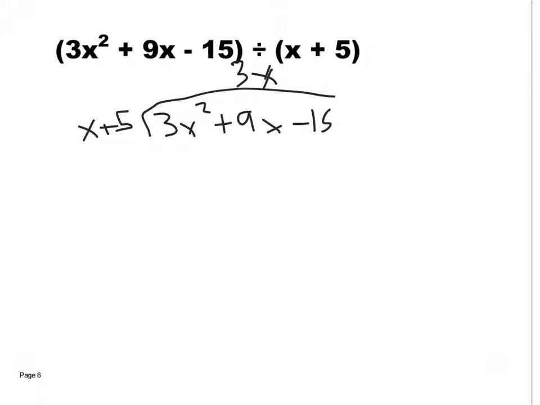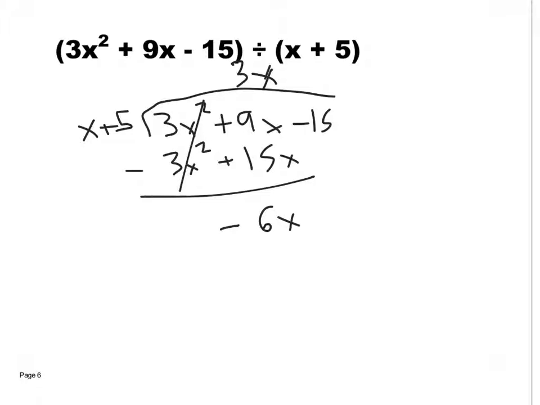Okay, and that goes over the second term, not the first. So what is 3x times x plus 5? 3x squared plus 15x. You don't just take 3x times x. You take 3x times x plus 5. You distribute it. Okay, and then you subtract. That cancels. What's 9 minus 15x? Negative 6x.